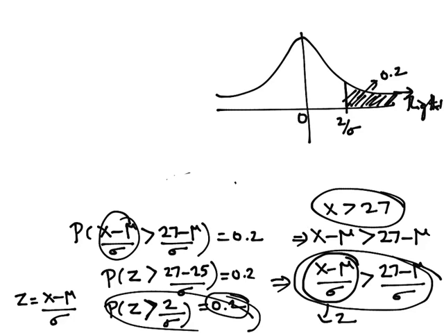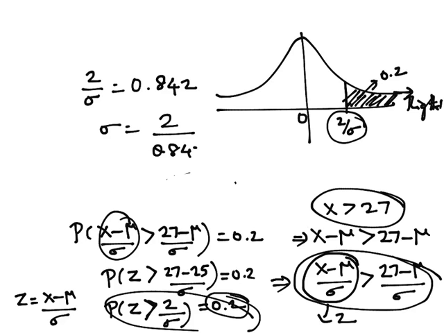I'm sorry, it is z, not sigma. I'm so sorry. For z, sigma is 1 and mu is 0. Enter, and you get 0.841. That means this value 2 by sigma is nothing but 0.8416 or 0.842. So sigma is nothing but 2 divided by 0.842. You can use a calculator to find the answer.